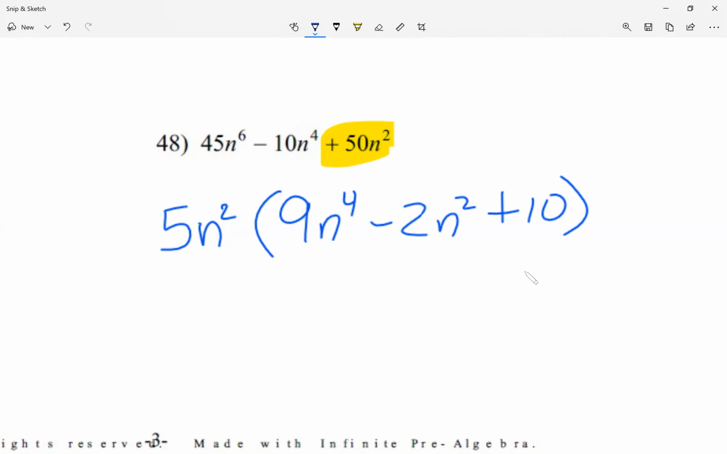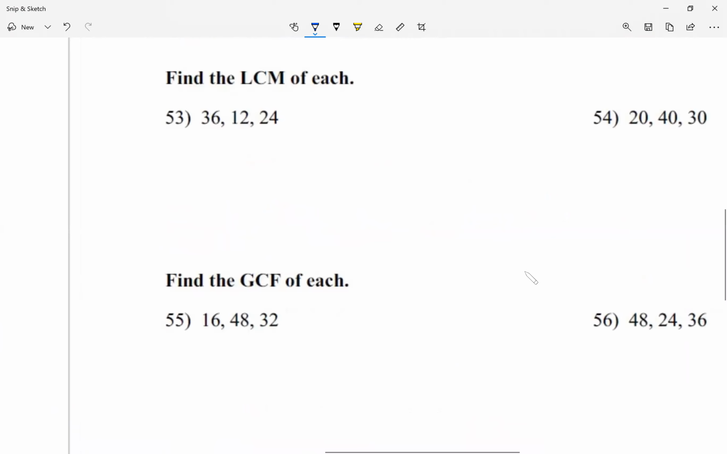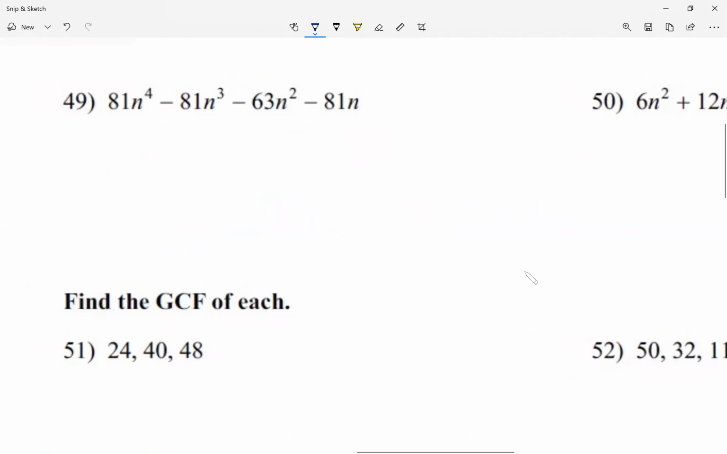Let's take a look at a couple more examples. Let's take a look at 49. Let me scroll here to 49. So number-wise, my greatest common factor, the biggest number that I can divide it by, will be a 9. Letter-wise, n to the 1, right? I go with the smallest exponent. So let me open my parentheses. Each of my terms, number-wise, I'm going to divide it by 9. Letter-wise, I'm going to subtract the 1 from the exponent.